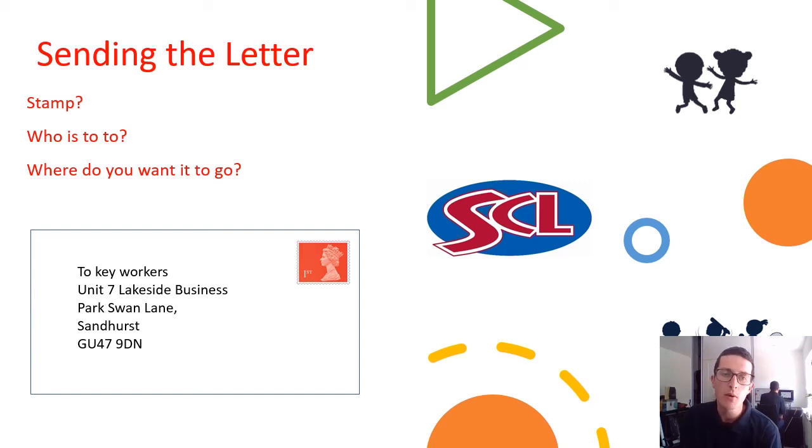Now in the top right hand corner is the stamp. So once you've got your stamp, you need to attach it to the top right. This lets the postman or postwoman know that it's been paid for and it's ready to be sent.